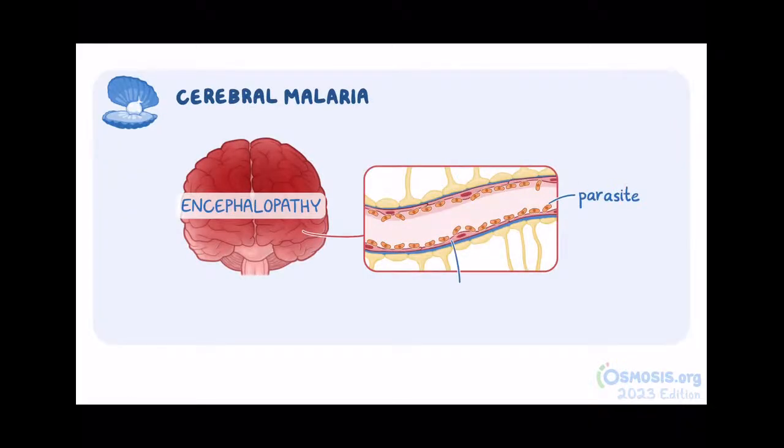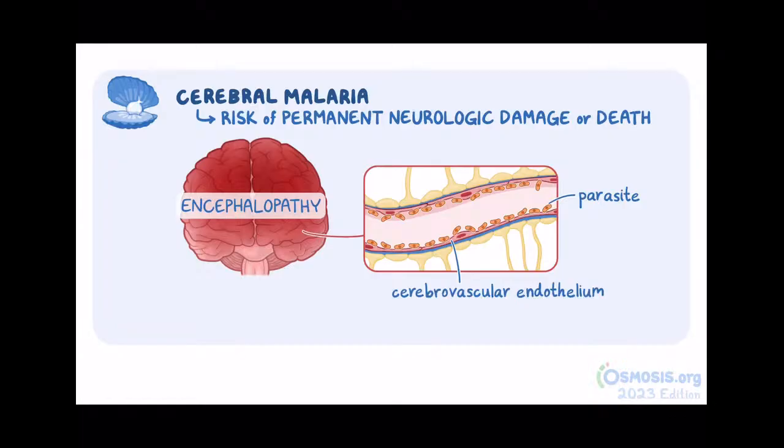Here's a clinical pearl to keep in mind. Cerebral malaria is a diffuse symmetric encephalopathy caused by parasites adhering to the cerebrovascular endothelium and puts the patient at risk of permanent neurologic damage or death. If you suspect cerebral malaria, immediately treat with intravenous artesunate to reduce the patient's risk of permanent neurologic damage or death.